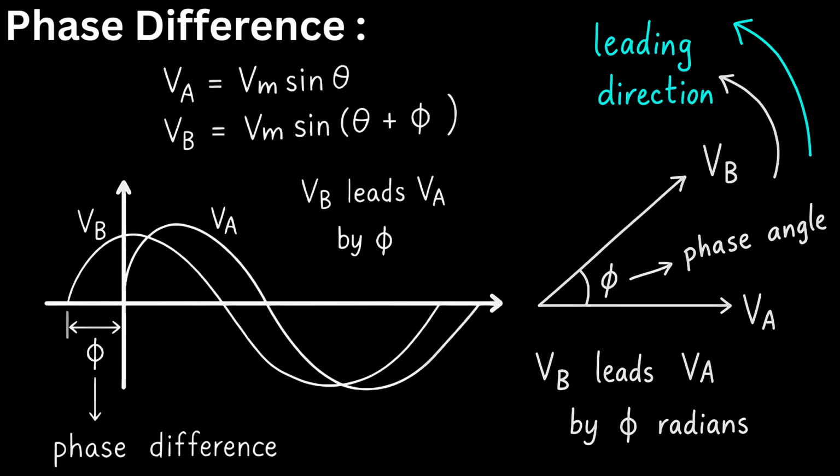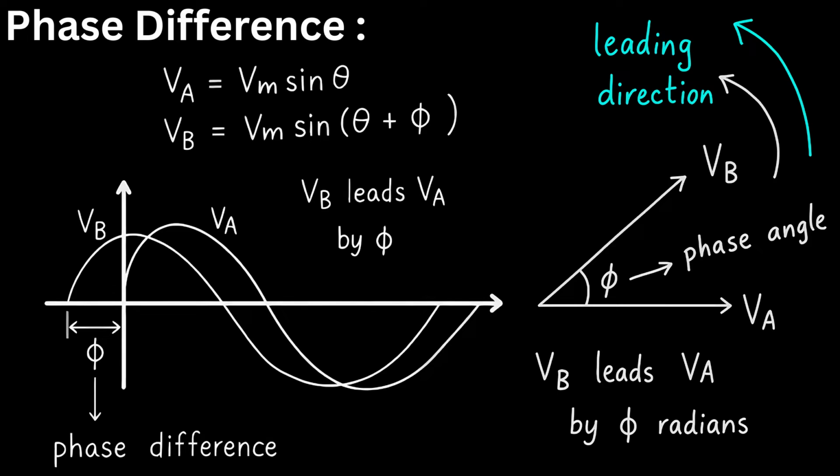Imagine a child on a swing. VA is like tracking the swing's position. It starts at the bottom, or 0, swings to its highest point forward, the peak, comes back through the bottom, swings to its highest point backward, the trough, and returns to the bottom again. That's one full cycle. Now, let's introduce our second wave, VB.